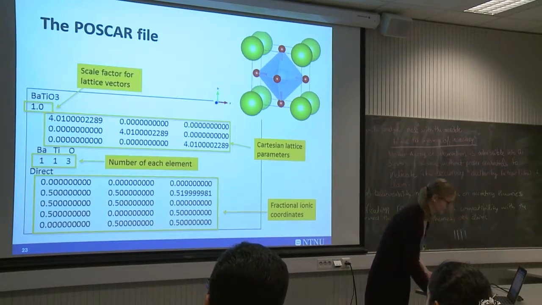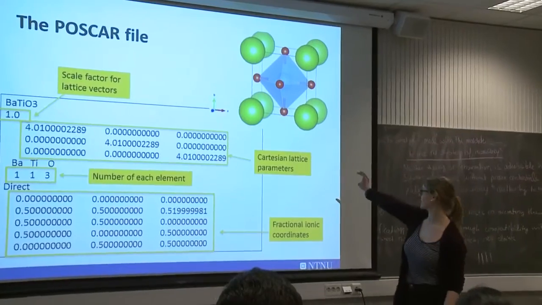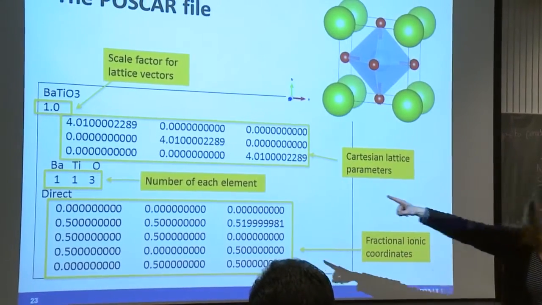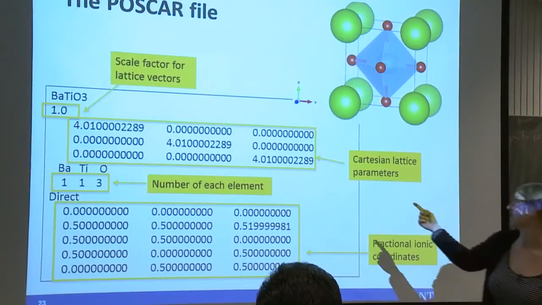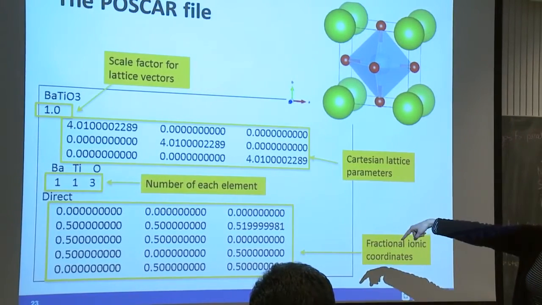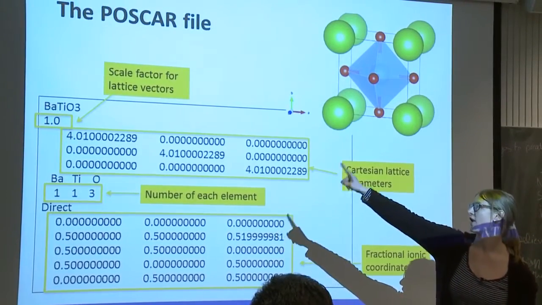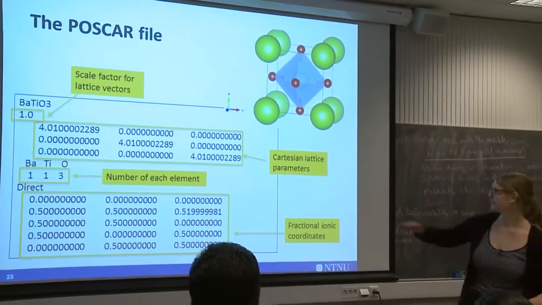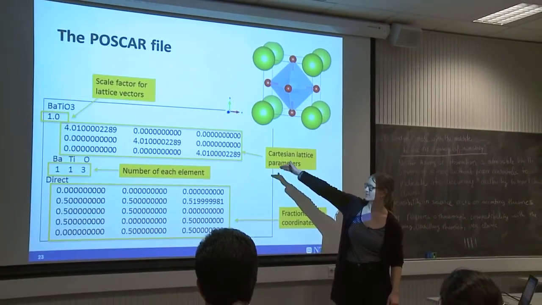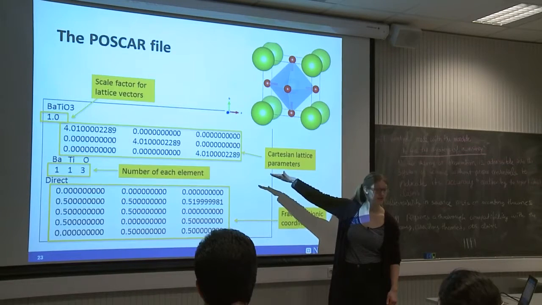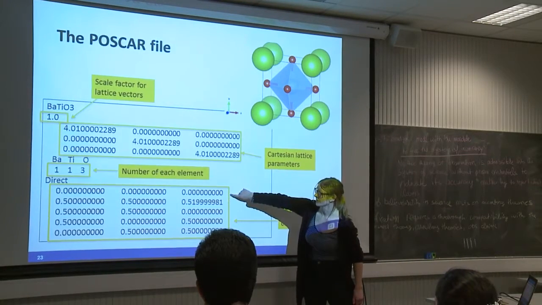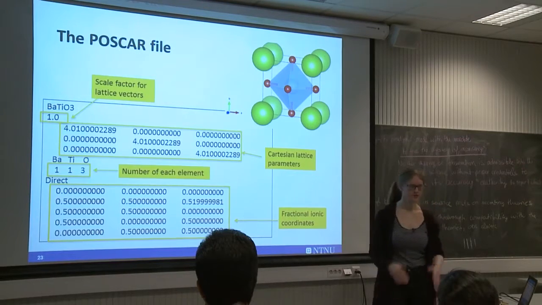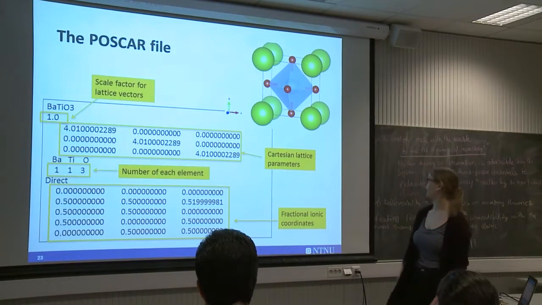So what does it mean? Well, this is just the Cartesian lattice parameters. You have a scale factor here that you can choose to use if you want. In principle, since a equals b equals c, you could set the number 4.01 there, and then just 1, 0, 0, 0, and so on. But never mind. This specifies the elements, and here's the number of each element. The first belongs to barium, the second to titanium, and then we have the three oxygen. And this is just the fractional coordinates. So it's very simple.